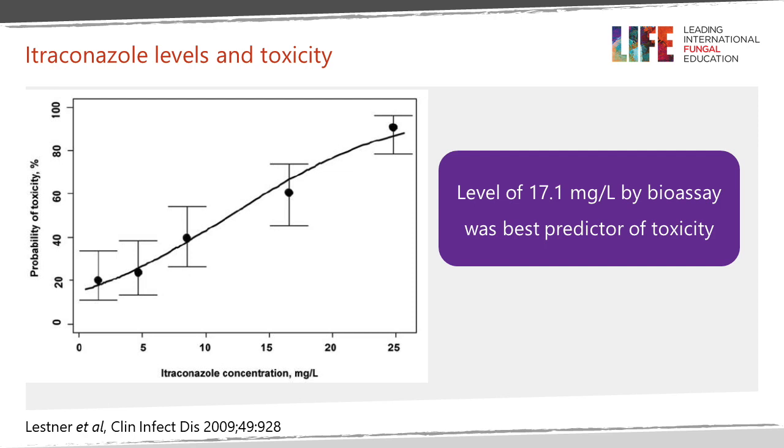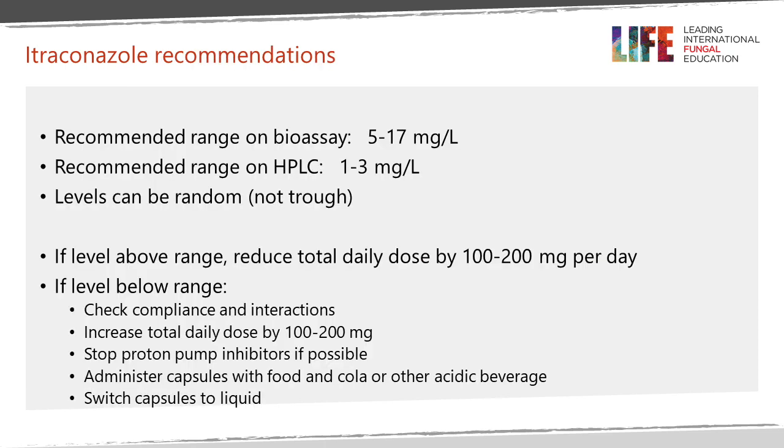This study used the bioassay to show that a level of 17.1 milligrams per liter was the best predictor of toxicity. So, if we want to make recommendations based on the available evidence, a recommended range for the bioassay would be 5 to 17, and the recommended range for HPLC would be 1 to 3. And the equivalence, if you want to compare the two results, is that the levels you get with HPLC are roughly 1/5 of what you would get with the bioassay.